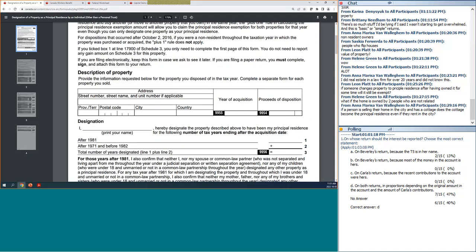I'm going to put the address in, province, postal code, city, country, year of acquisition. What year did you buy the home? And how much did you sell the home for? Remember, if it's jointly owned, if it's owned 50-50, so if you own it with one other person, put half the proceeds on yours.